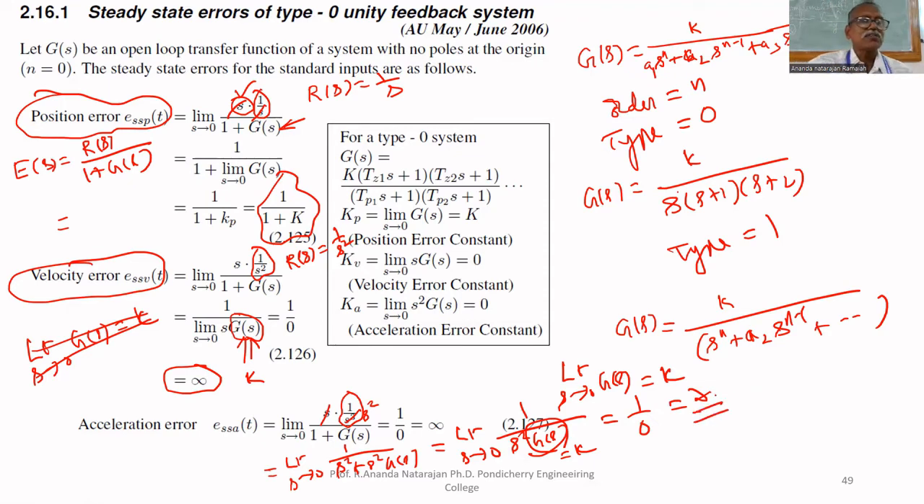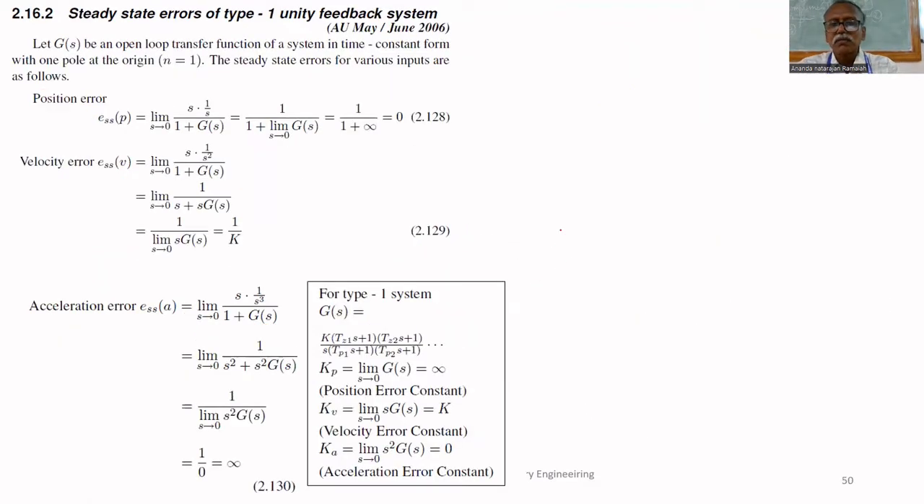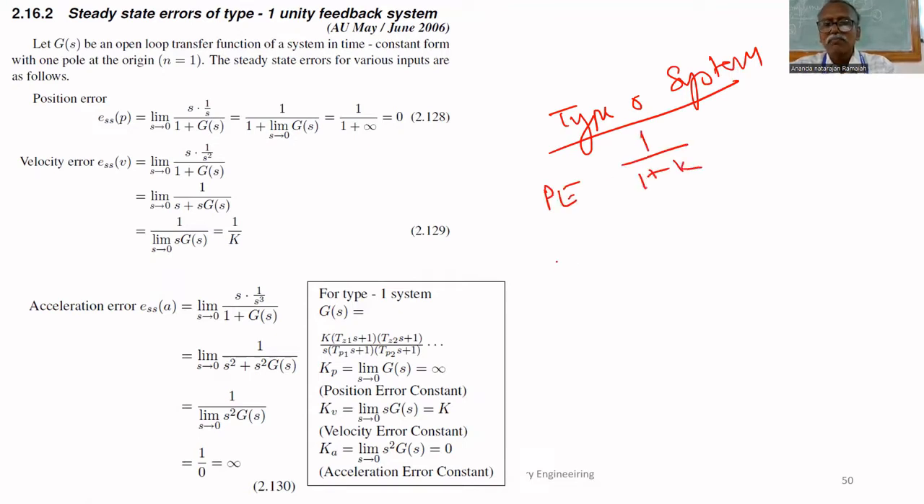So for a type 0 system, position error is 1 upon 1 plus k. Velocity error is 1 by 0, that is infinity. Acceleration error is infinity. That's all.